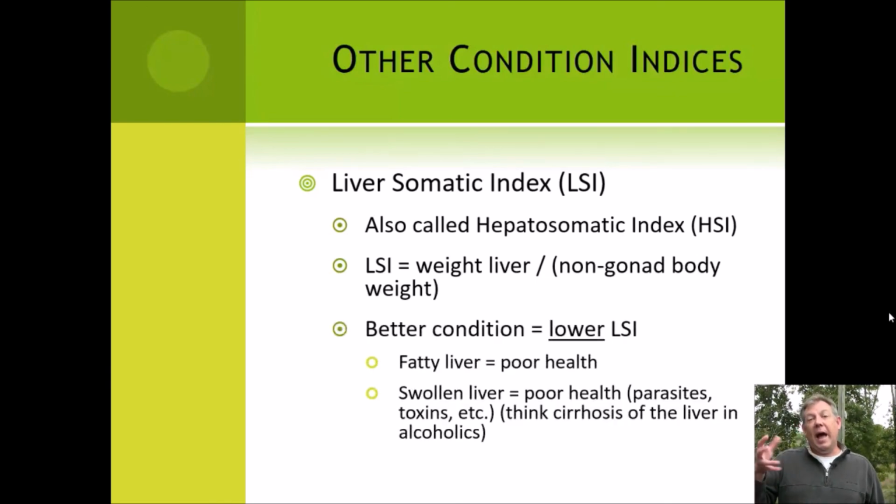And this one is backwards from what we've used before. The healthier the fish, or the better the condition, the lower the LSI. And this is because if you're in poor health, then you tend to have a more fatty liver, or your liver is more swollen. Think of alcoholics that have cirrhosis of the liver. Their livers are abnormally big. And so if you have a fish that has an abnormally large liver, that fish is probably not in as good a condition, and so their LSI will be higher.